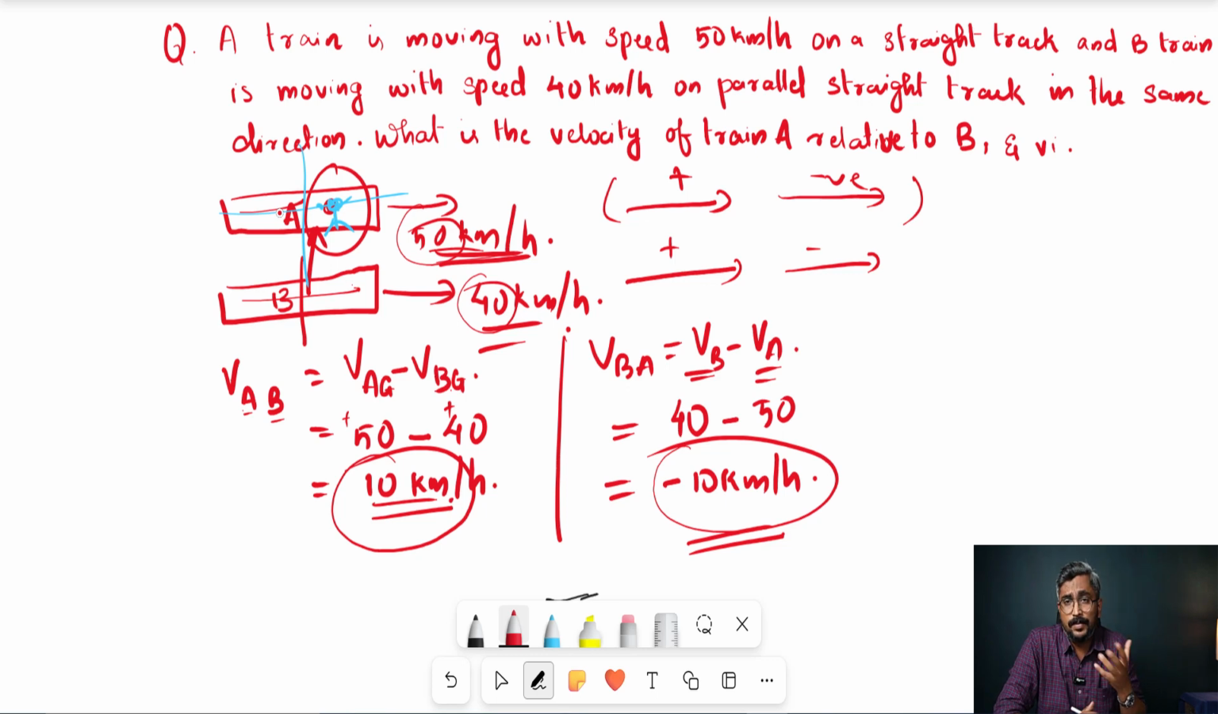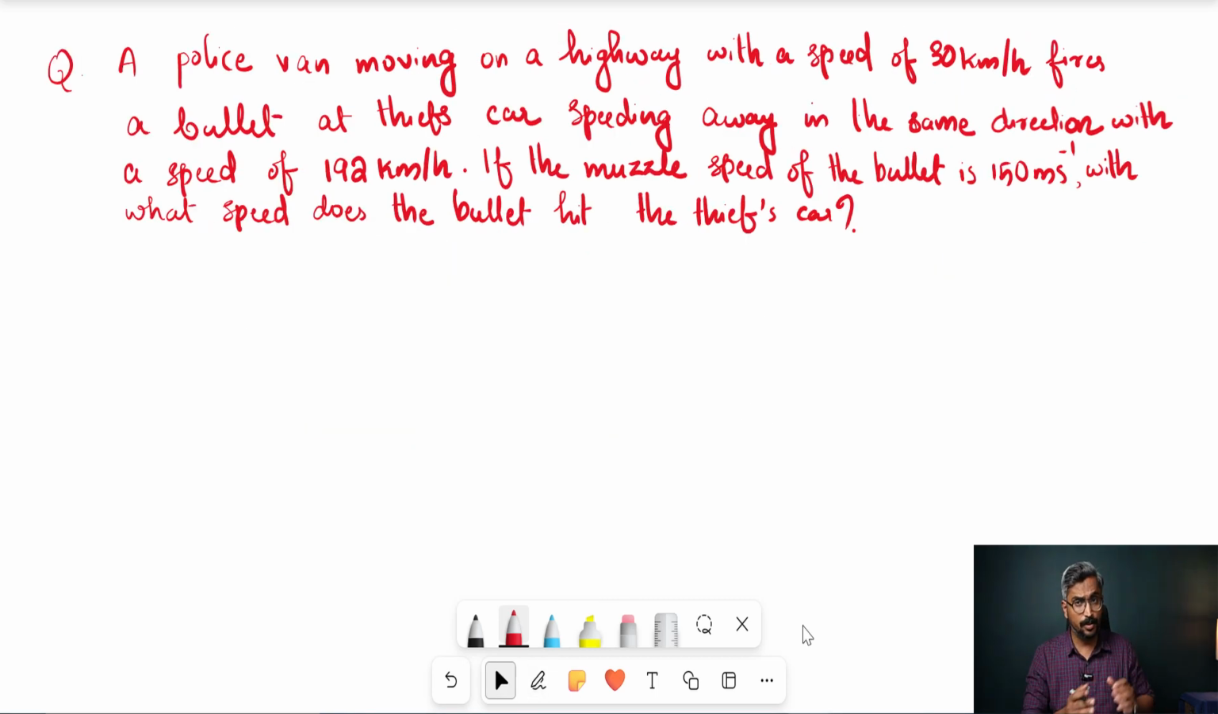You can also find, I'm just giving you my homework: just imagine that train A is moving in one direction and train B is moving in the opposite direction. In this case, what will be the relative velocity of A with respect to B and B with respect to A? This is what you need to find out, and you should give me the answer and pin it in the comment section. So just read the question carefully.